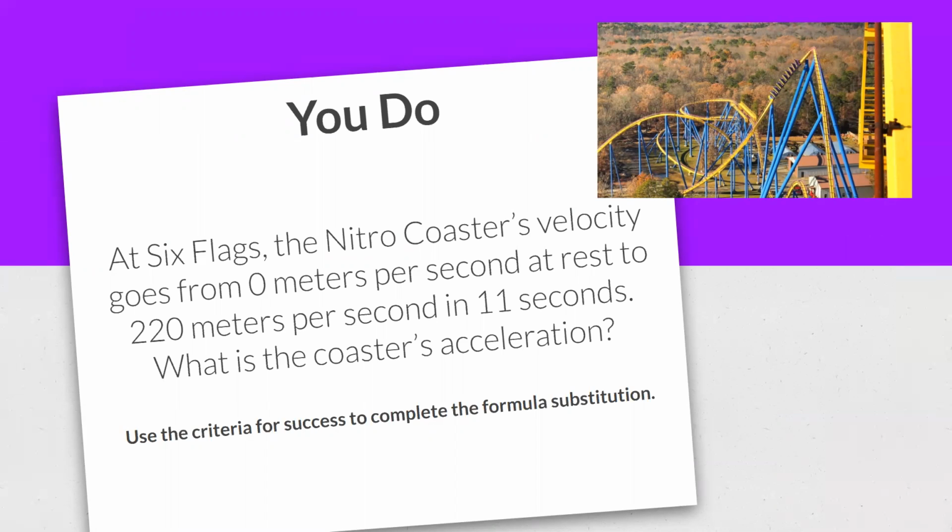At Six Flags, the Nitro coaster's velocity goes from 0 meters per second at rest, because if you're at rest, where are you going? You went 0 meters, you didn't go anywhere yet, to 220 meters per second in 11 seconds. What is the coaster's acceleration?